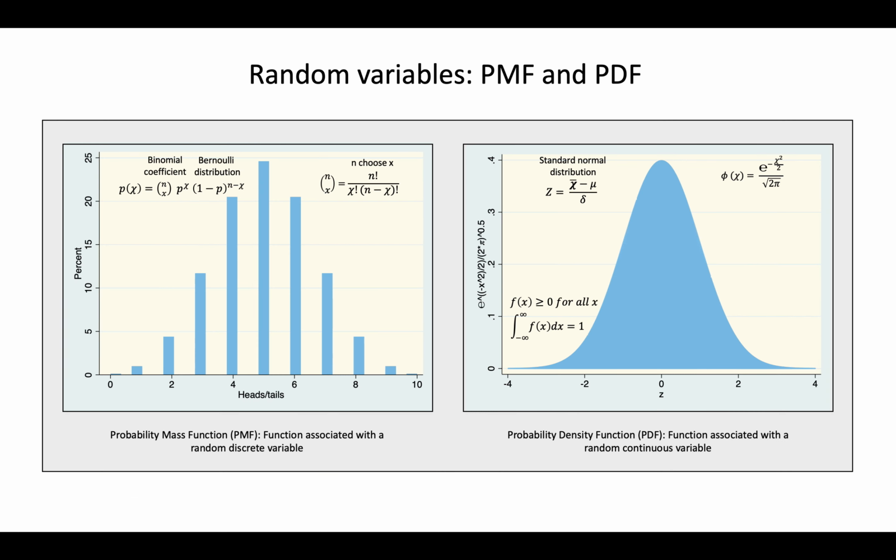So based on these concepts, whenever you have a discrete variable, the function associated with this random discrete variable is precisely the probability mass function, which is a very important concept in biostatistics. And on the other hand, the function associated with a random continuous variable is the probability density function.